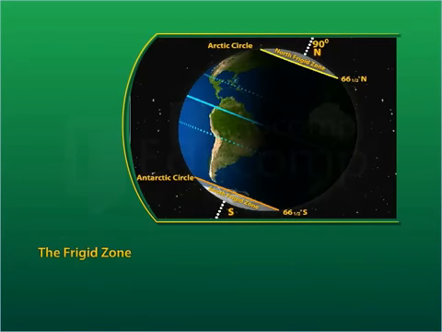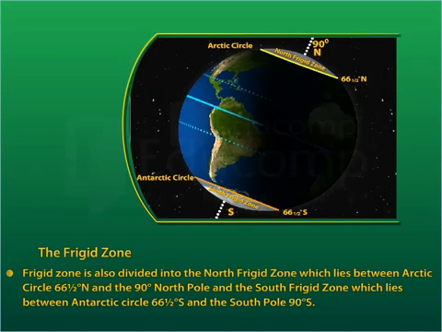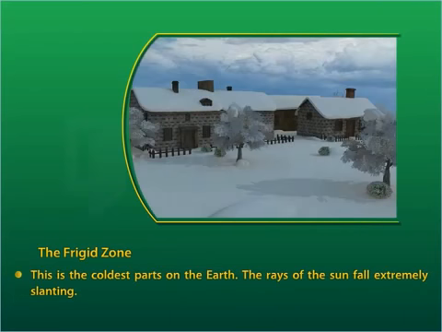The Frigid Zone is also divided into the North Frigid Zone, which lies between Arctic Circle, 66.5 degrees north, and the 90 degrees North Pole, and the South Frigid Zone, which lies between Antarctic Circle, 66.5 degrees south, and the South Pole, 90 degrees south. This is the coldest part of the Earth. The rays of sun fall extremely slanting.